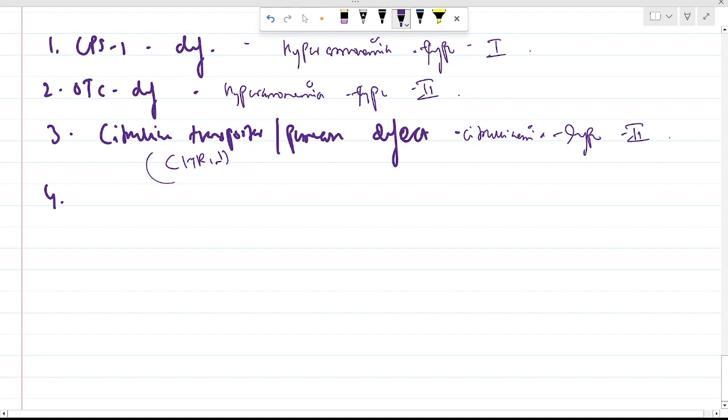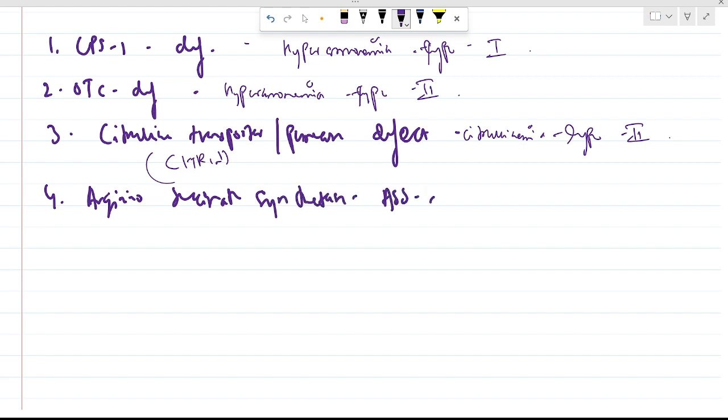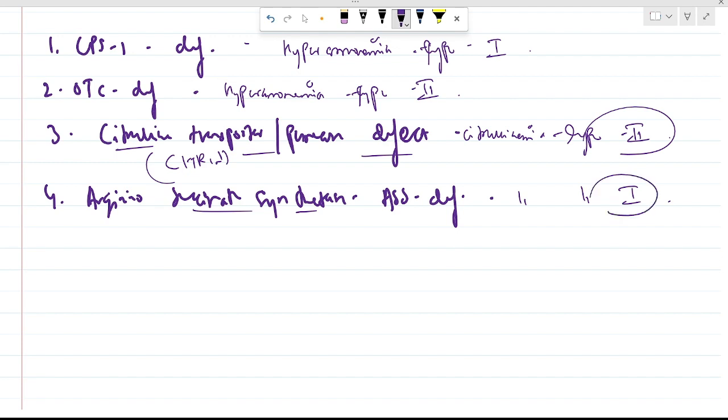The fourth enzyme in the reaction. Moving on, we have argininosuccinate synthetase. Argininosuccinate synthetase defect, deficiency. This will lead to citrullinemia type 1. Citrullinemia type 1. Citrulline transporter deficiency is type 2. Important, remember here: argininosuccinate synthetase deficiency is type 1. Yes.